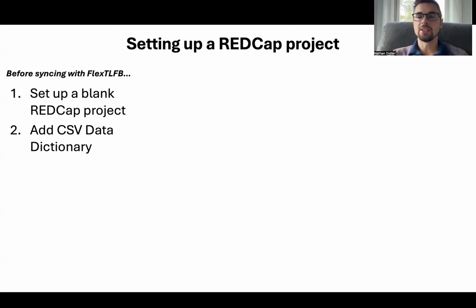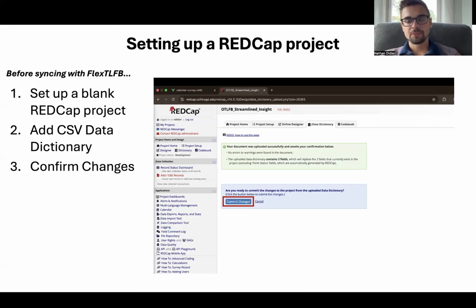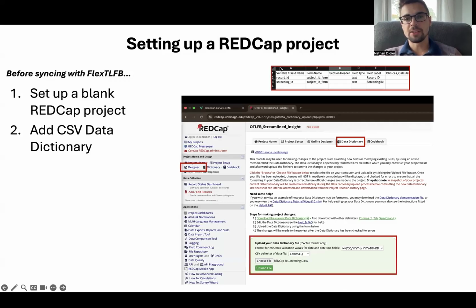Going to add a CSV data dictionary. So this is something I can provide. It's a very simple process where you go to the designer data dictionary, you load in a CSV. So up here on the top, you can see that there's a CSV with some very basic information. We're going to be adding a record ID field, a screening ID field. You can also add a subject ID field. And by uploading this dictionary, it'll create the form in REDCap that helps us get going.